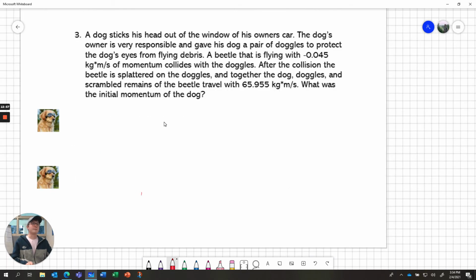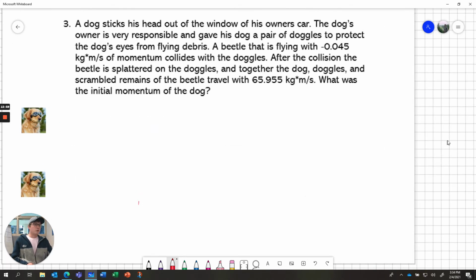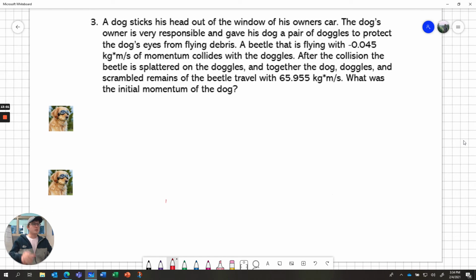So we have a dog, and this dog is sticking its head out of the window, but the dog has doggles, which is just goggles for dogs. And here's a picture of a dog with doggles.